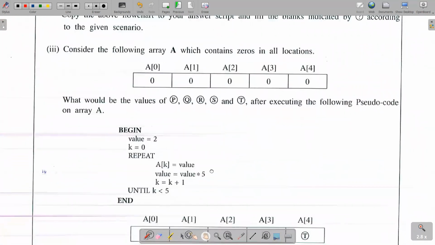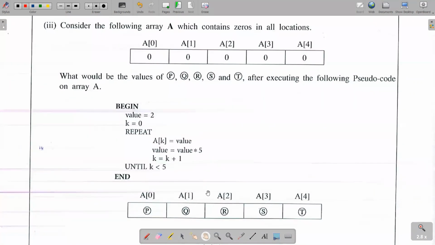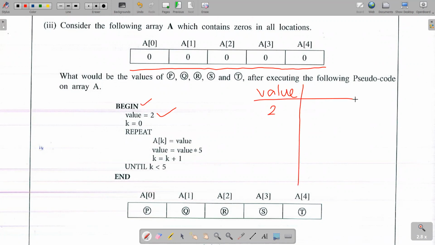Okay, number 3, the very last part. Consider the following array A, which contains 0 in all locations. What would be the values of P, Q, R, S, and T after executing the following pseudocode on array A? So array A for the moment contains 0 at all the indexes. Then they are executing this program. So they begin value equals 2. And K is 0. So it's a repeat until, so we are going to repeat it again.